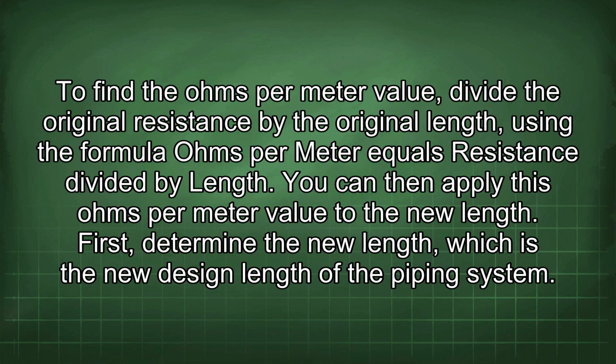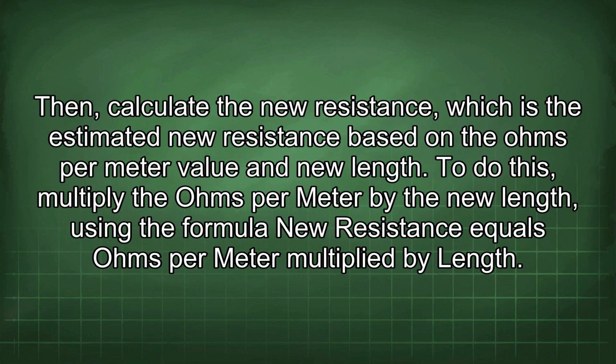You can then apply this ohms per meter value to the new length. First, determine the new length, which is the new design length of the piping system. Then, calculate the new resistance, which is the estimated new resistance based on the ohms per meter value and new length. To do this, multiply the ohms per meter by the new length, using the formula new resistance equals ohms per meter multiplied by length.